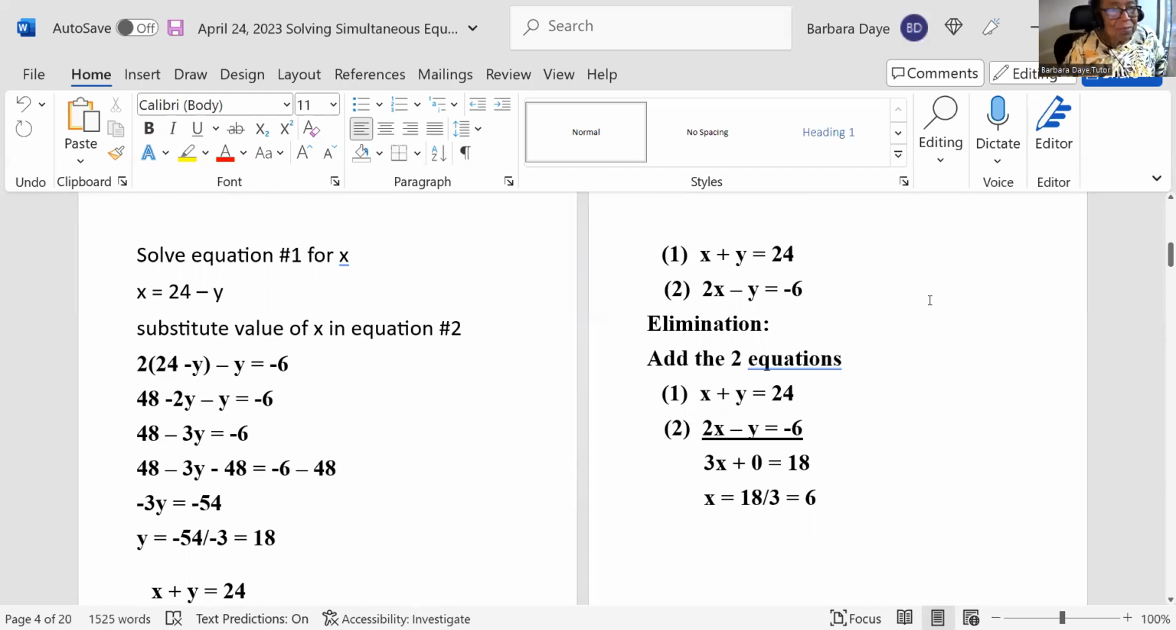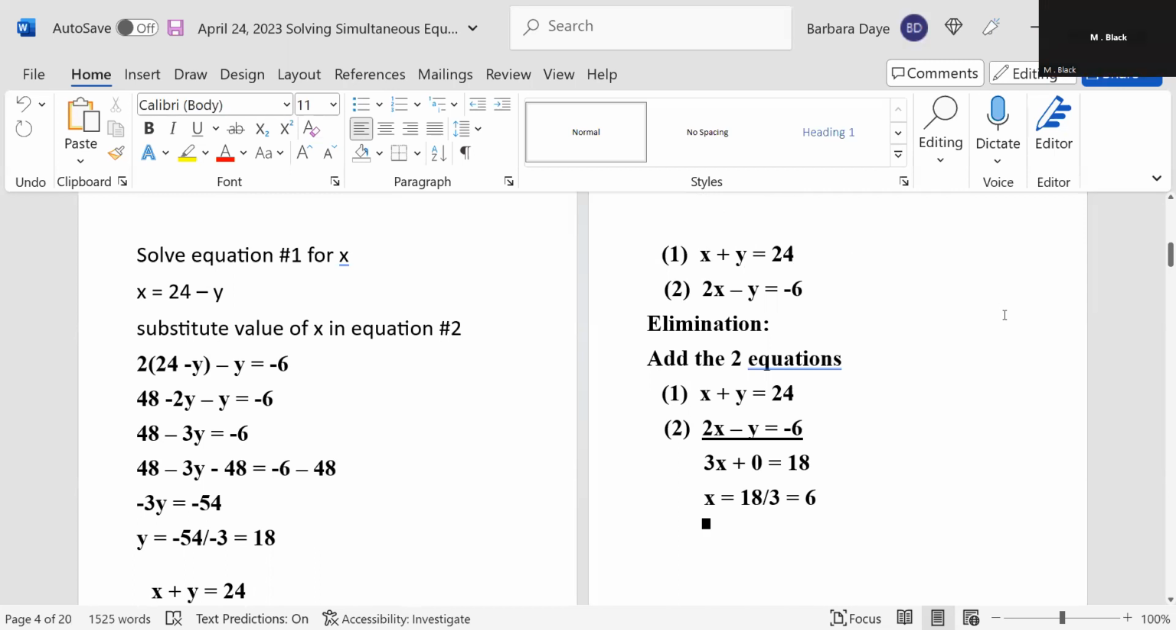Say for instance, if this had not been just a 1y and it was a 2, then I would probably want to multiply this equation by 2, then I can subtract this, add the 2y and the minus 2y. But remember, when you multiply, you have to multiply the whole equation. So if I wanted to get 2y, I have to multiply 2 by the whole thing. So it'll be 2x plus 2y, and this will be 48. Got it?